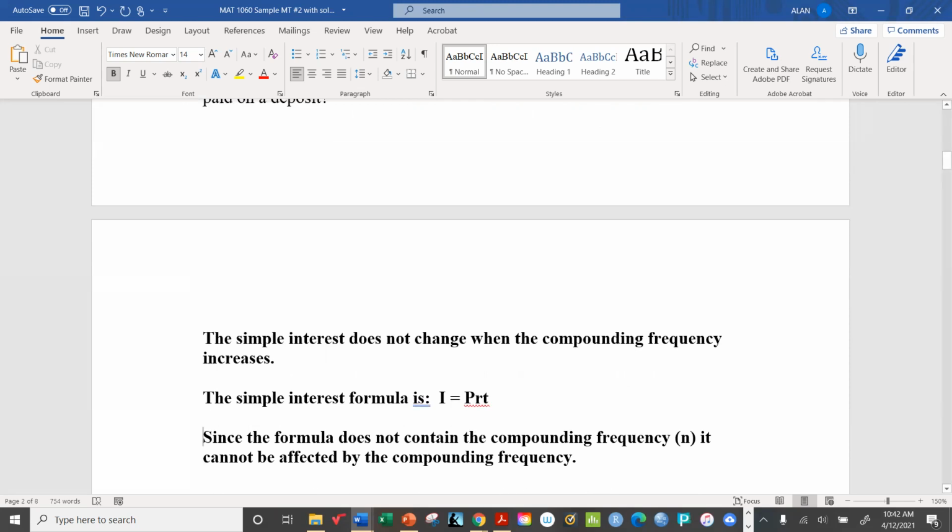And you can tell why just by looking at this formula. If the formula does not contain an n, then clearly n has no influence on the value of I, the simple interest. But just be aware that the simple interest, since it's based on principal, the principal itself is not affected by the compounding frequency. So therefore, that's not going to happen.